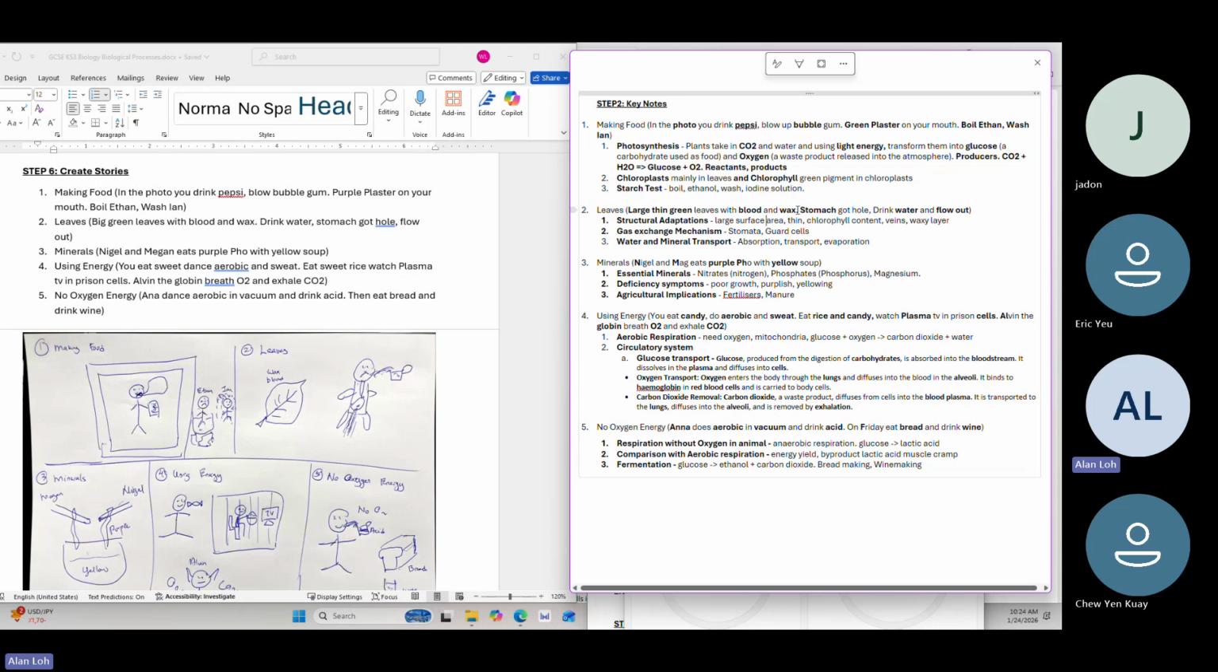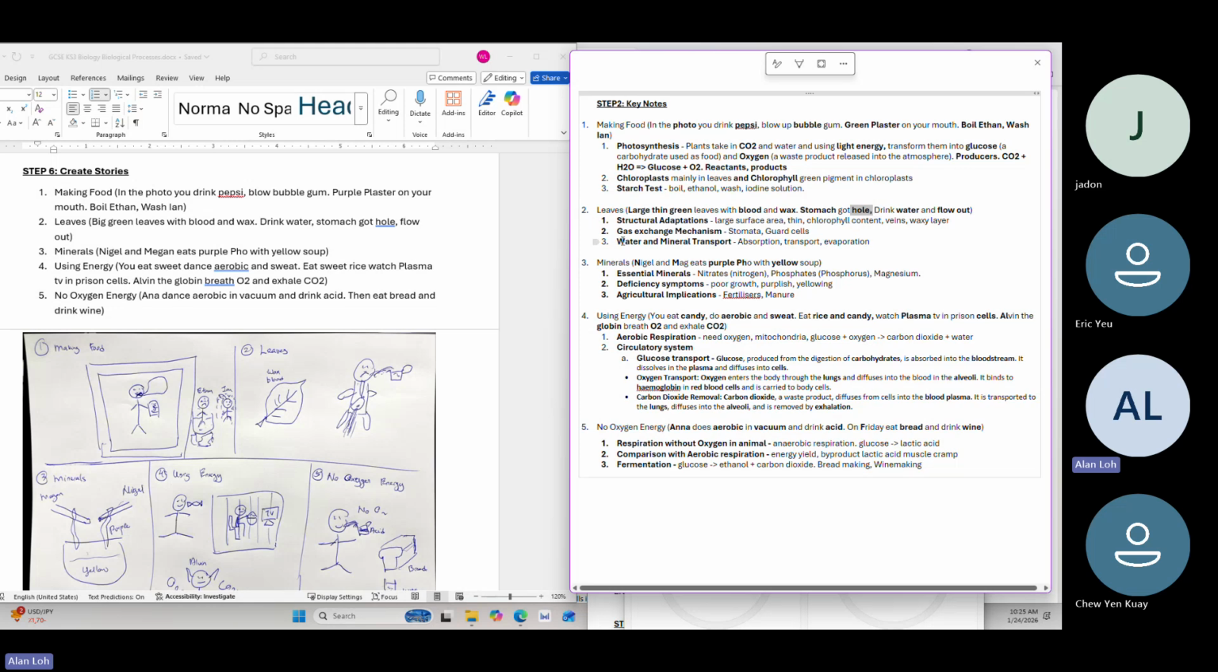And it's having wax. So I think you know why this waxy layer is important for the leaf. Then stomach got hole, drink water and flow out. This is about the stomata. So with stomach, you can remember stomata easier. You can link it with stomata, and stomata is like a hole on the leaf. So your stomach got a hole. You can bold it over here, I think. This is also a keyword.